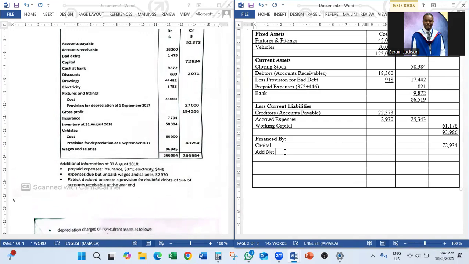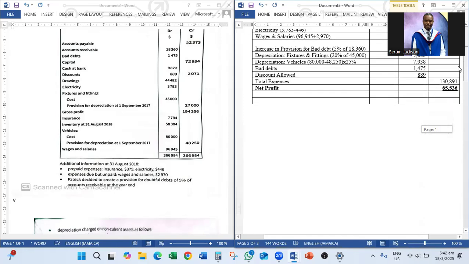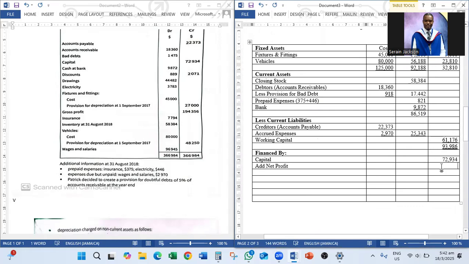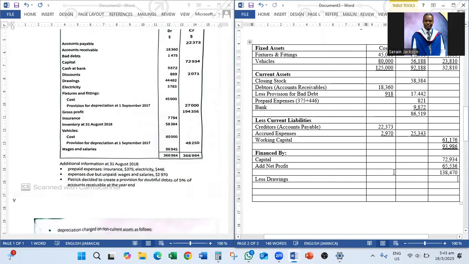We're going to add our net profit. You say, sir, where do we get net profit from? We get net profit from up here. 65,536 is our net profit. We add it. Go to calculator. So it is 72,934 plus 65,536. That gives us 138,470. Then we're going to subtract, or less, our drawings. Now, the drawings figure is 44,482.